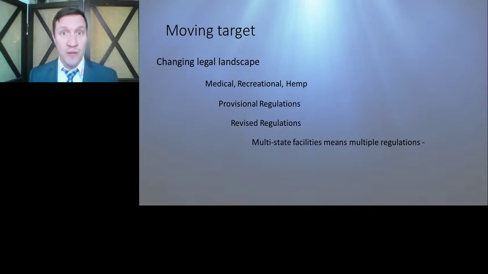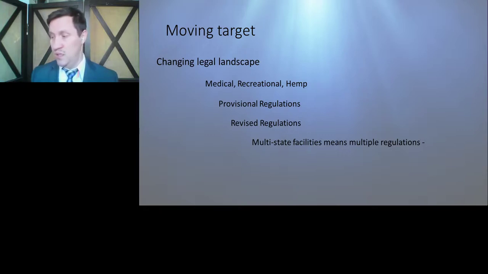Sometimes we have provisional regulations. So in California, for example, we had about a year of regulations that were in place for just that year while they were working on the larger regulations. So that's difficult because you need to be compliant with those provisional regulations, and then you need to be ready to be compliant with those permanent regulations.